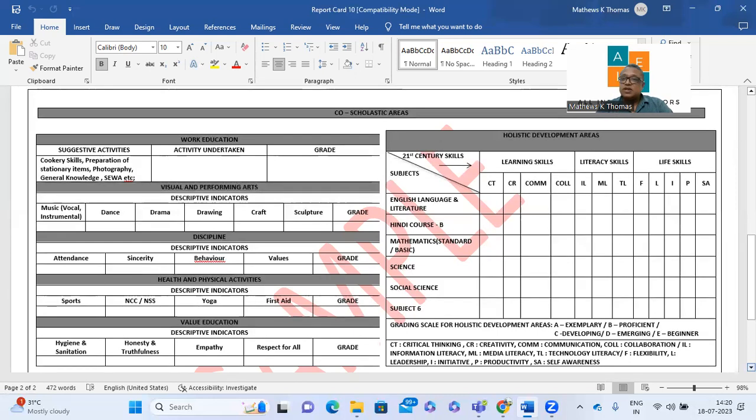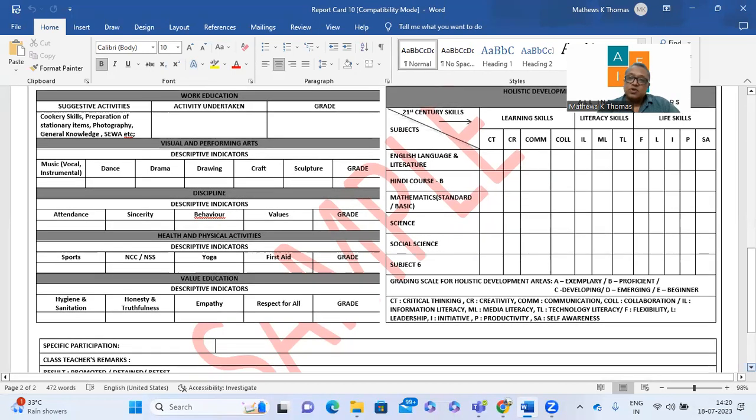The behavior, the attendance, the punctuality, sincerity, what are the values that they have. Then health and physical activities can be included. What type of sports do they play? Are they representing your school in inter-school activities? Are they part of NCC or NSS? Then yoga, how are they performing? Then, as I said, you can introduce courses like first aid and all that, which will give them life skills, and that can be assessed.